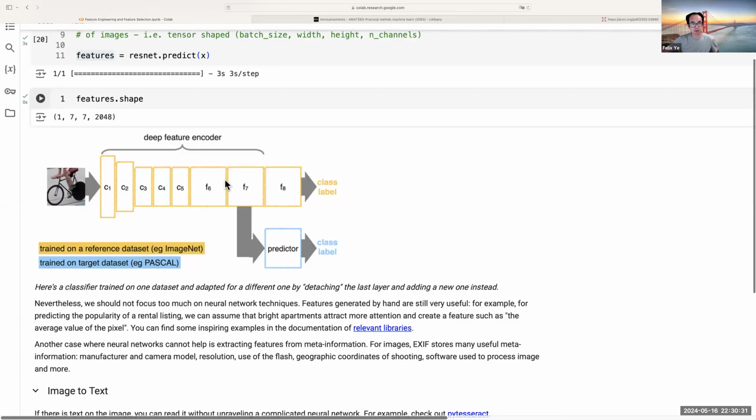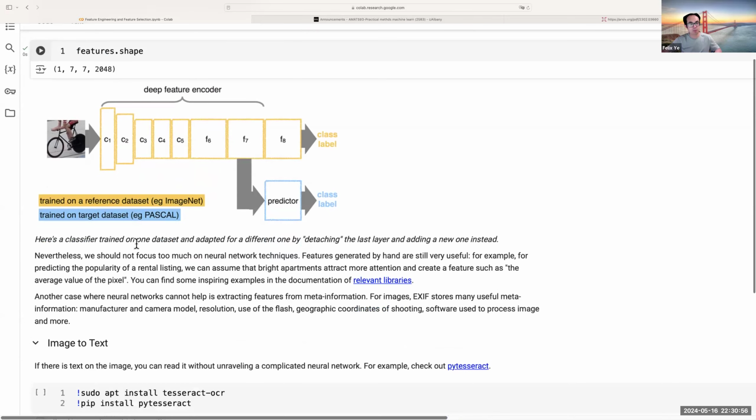You can think about the earlier layers as just trying to grab the features from the images. The way to grab features from images is universally the same, whether you are working on images of bicycles or images of skin cancers. So this is very important. As I said, this is a classifier trained on one data set. For a different one, you just detach the last layer and add a new one instead.